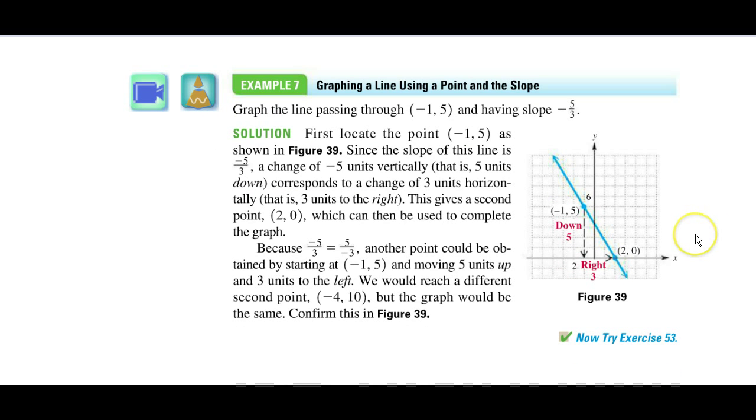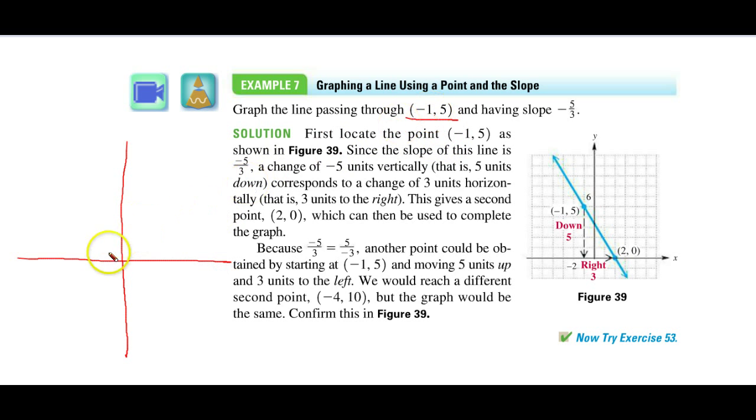And here they are now asking us to use what we've been doing to graph this. Graph a line using a point and the slope. Okay. So the point they're giving us is negative 1, 5. So let's just do that. Now they have it done over there too, but often you'll be doing it on your own.